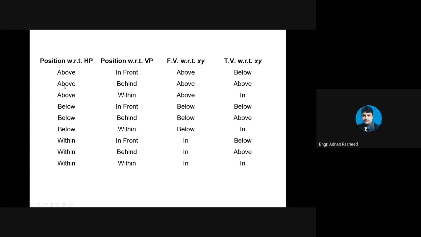Similarly, if a point is above the horizontal plane and behind the vertical plane, what does it mean? It means that this is in the second quadrant. Clear? So its frontal view will be above as well as its top view will be above. I hope this will be clear to you. If you are not clear, we will have next slides which will clear your understanding.